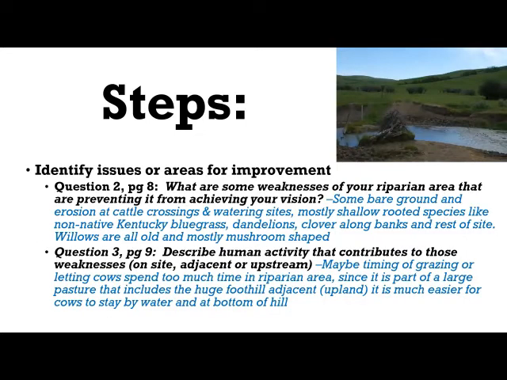So once you've done that, you're going to go to your workbook and you're going to record. The first question is, how healthy is it? That's pretty straightforward, whatever you find out. And then on page 8, you answer the question, what are your weaknesses? So what are the challenges of the site, or the unhealthy aspects that are preventing it from achieving your vision and from being healthy? So in the site that I looked at, some of the areas are bare ground and erosion at water crossings, where the cattle are accessing for water and also going across the creek.